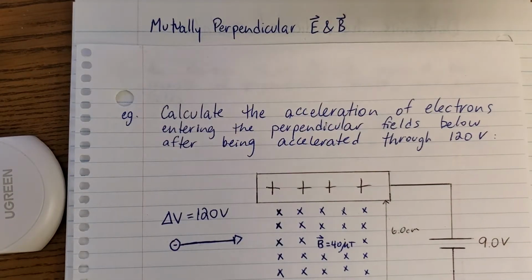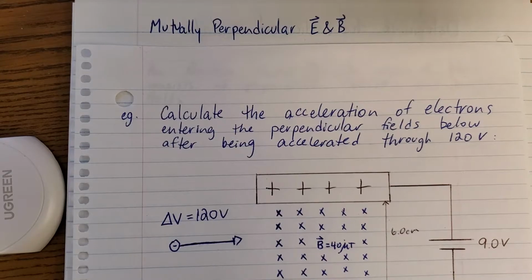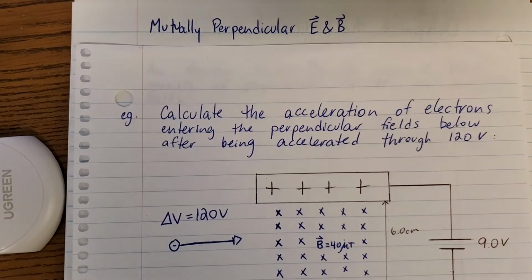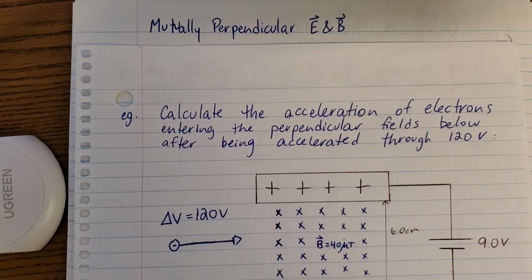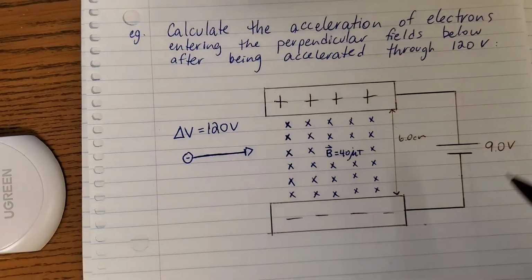Hi physics class, I want to make a video about charges entering mutually perpendicular electric and magnetic fields. So check this out. What we're going to find is the acceleration of electrons entering these fields. So let's digest this a little bit.